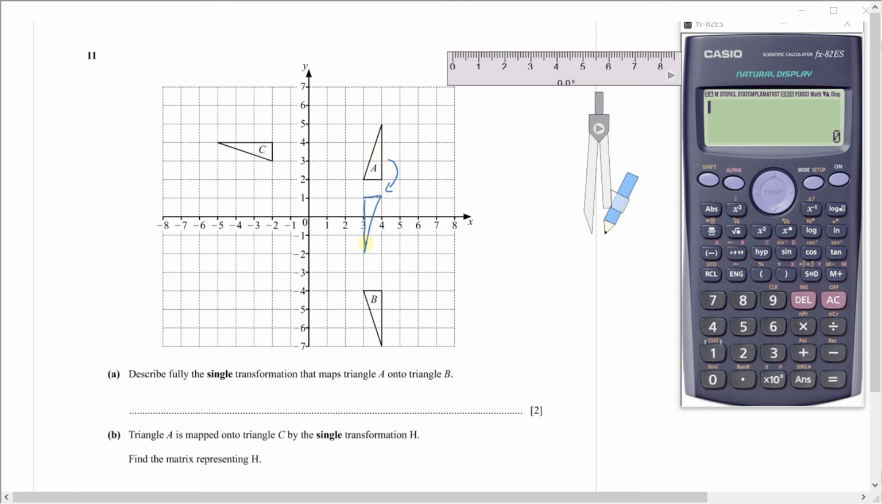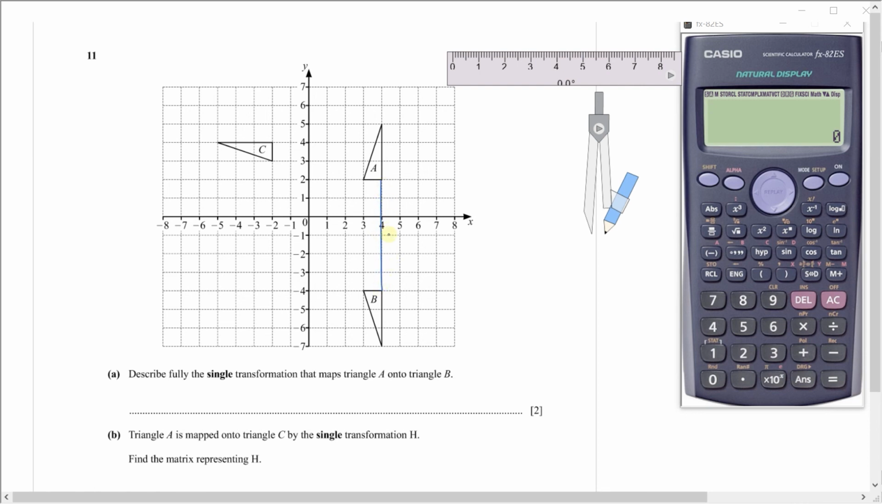So this hypotenuse is towards the right, but in triangle B, you have it towards the left. So that means this is a reflection. Now to find the line of reflection, I will connect this object vertex with its image. So this vertex is mapped onto this one. So if I connect it like this, what's the midpoint of this line?